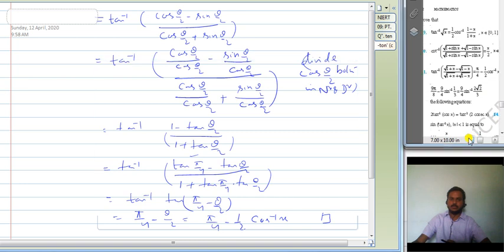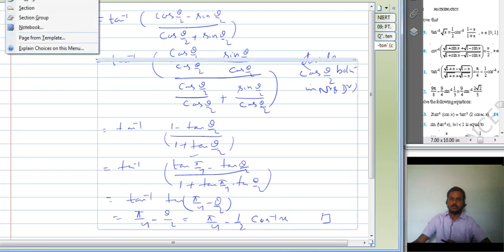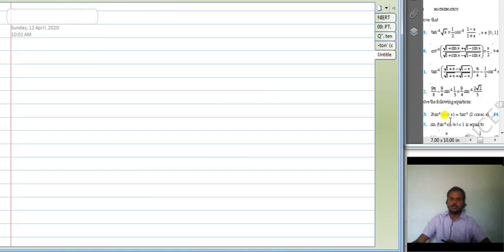This is important. Once or twice it has been asked in the CBSE exams. So this is question number 12. Please see this question. I have to prove this result: 9 pi by 8 minus 9 by 4 sin inverse 1 by 3 equals 9 by 4 sin inverse 2 root 2 divided by 3.